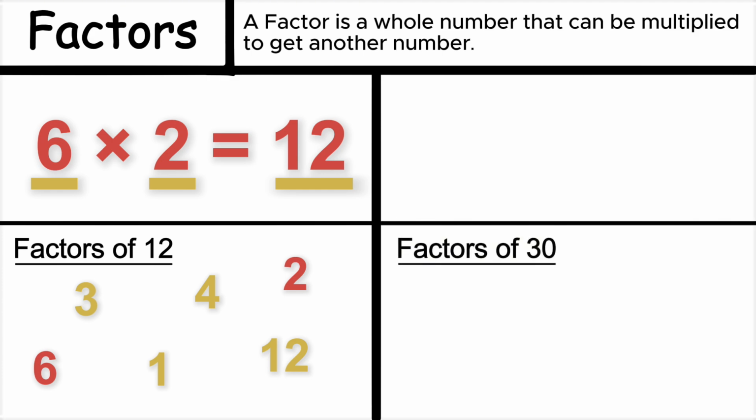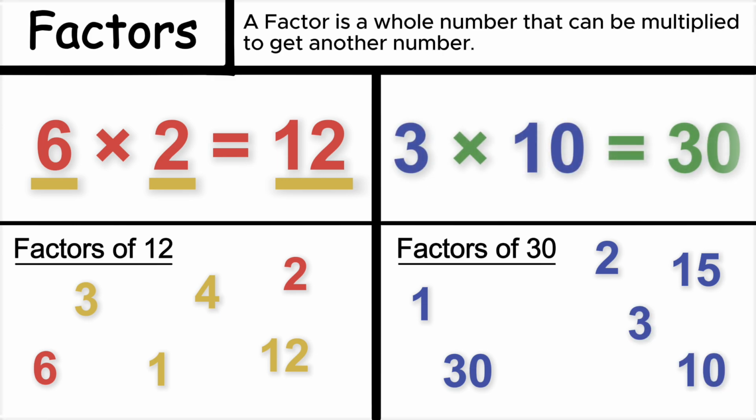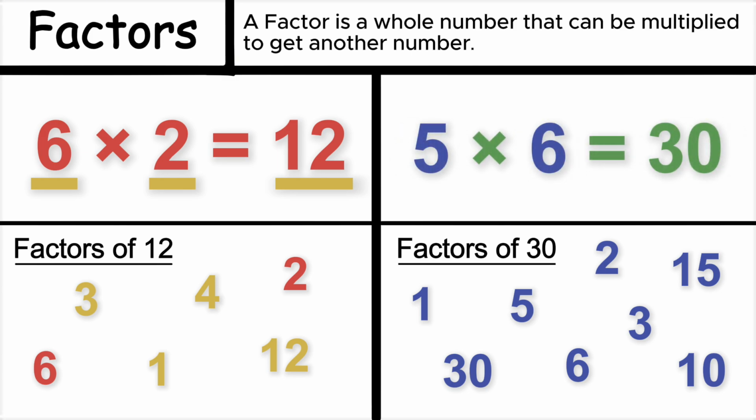Here's another example. The factors of 30 include 1 and 30 because 1 times 30 is 30, 2 and 15 because 2 times 15 is 30, 3 and 10 because 3 times 10 is 30, and finally 5 and 6 because 5 times 6 is 30.